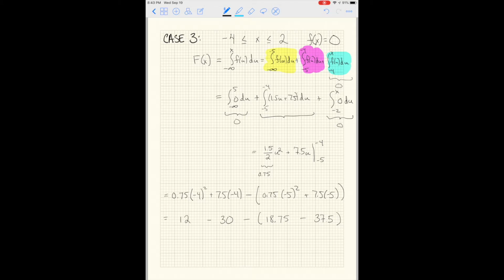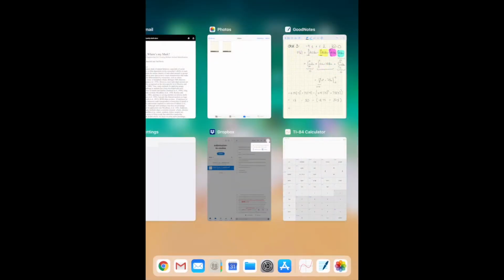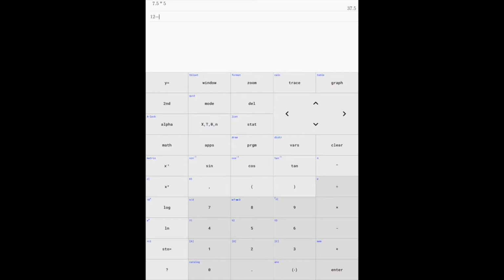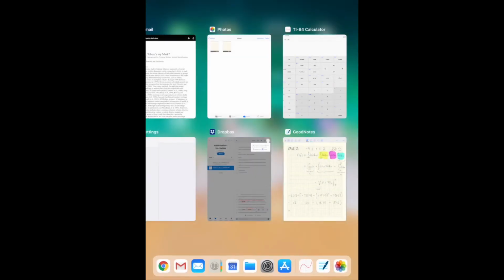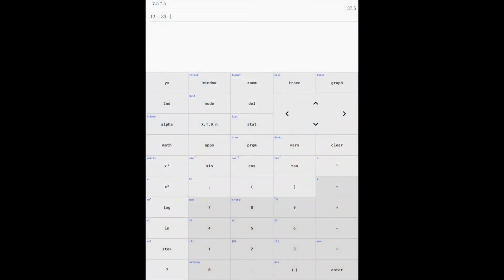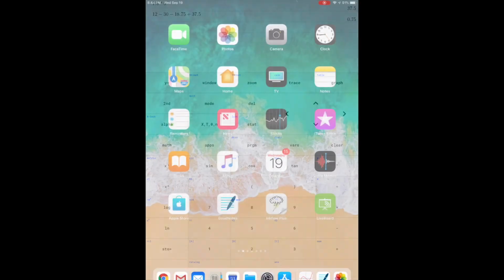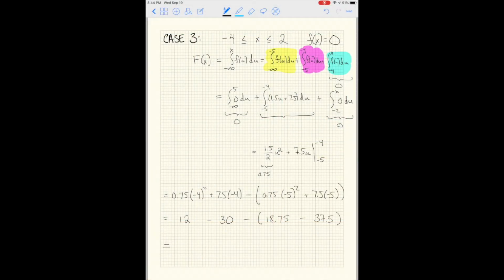All right, so what do we get when we put all of that together? Those who are paying attention should have a pretty good guess of what we should get. So 12 minus 30 minus 18.75 plus 37.5. I guess I may as well just go type that in. 12 minus 30 minus 18.75 plus 37.5. And we get 0.75. And that's exactly what we expected.